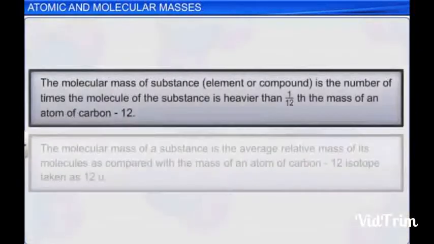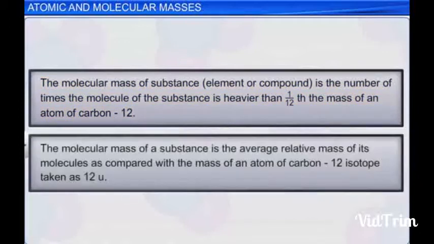The molecular mass of substance, element or compound is the number of times the molecule of the substance is heavier than 1/12 the mass of an atom of carbon-12. In other words, we can say that the molecular mass of a substance is the average relative mass of its molecules as compared with the mass of an atom of carbon-12 isotope taken as 12 U.